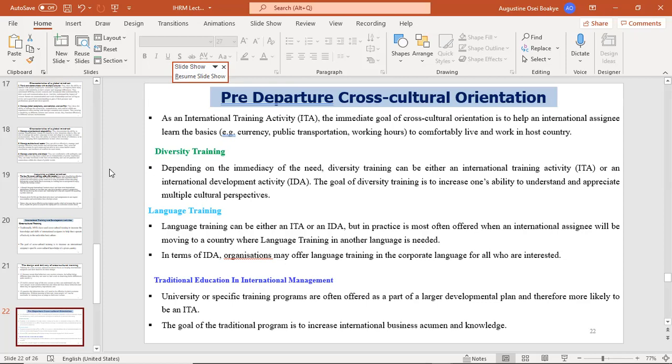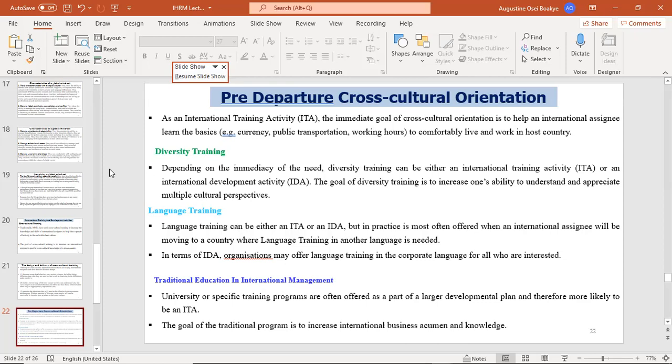Now, key issues are tackled as interventions during the pre-departure orientation. And the first one is diversity training. Depending on the immediacy of the need, that is how fast one needs to be prepared at the pre-departure orientation to go for the assignment. Diversity training can either be an international training activity or international development activity.